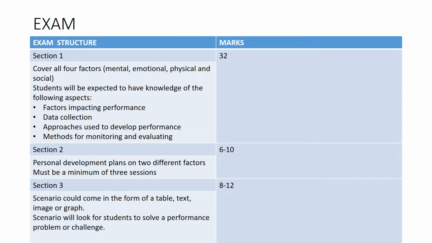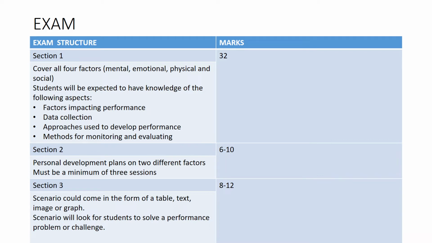The exam consists of three main sections. Section 1 is basically your child's general knowledge of the four factors. The pupils will be expected to have knowledge of how those factors impact on performance, how they gather data on those factors, the approaches and training methods they have used to improve their weakness, and the methods of monitoring and evaluating that have been used.